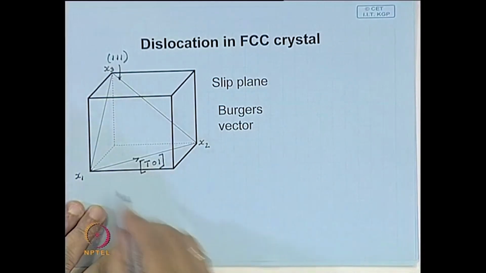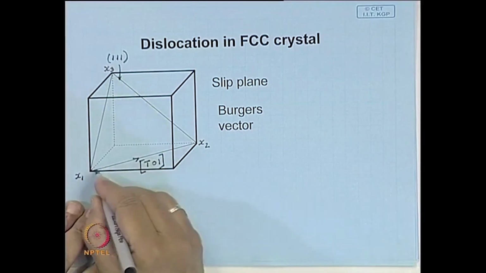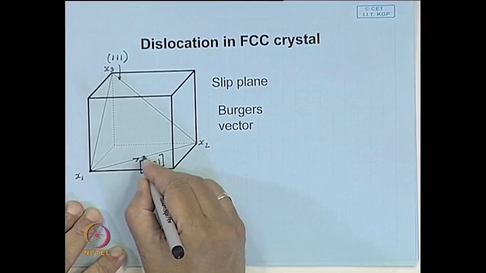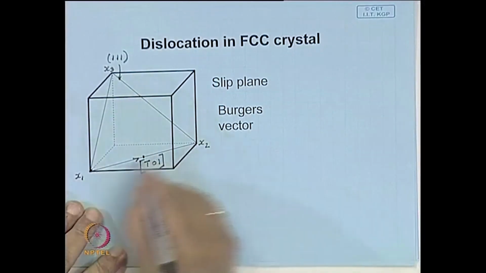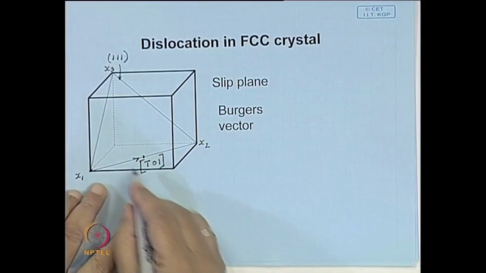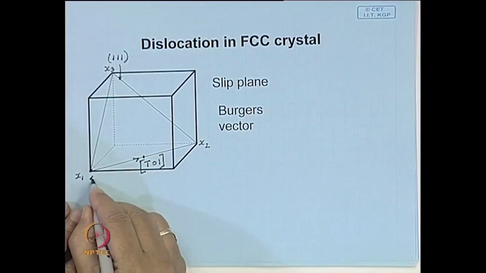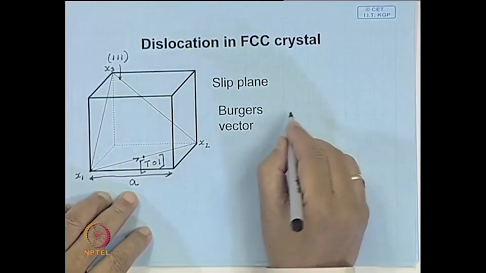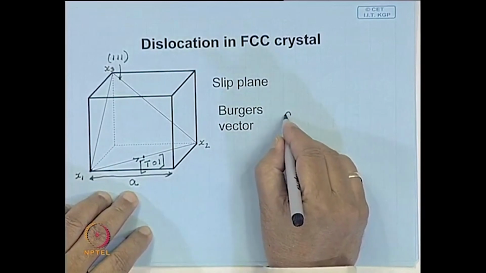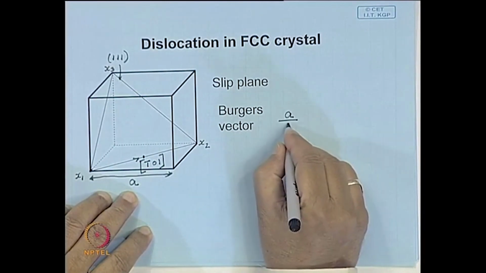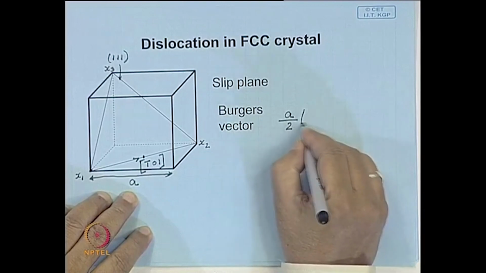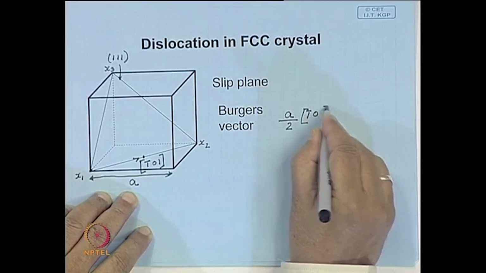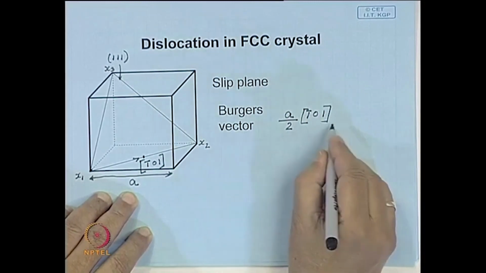And what is the Burgers vector? The Burgers vector is one atomic distance along this. So, this distance is from here to here, half of this. Therefore, if the lattice parameter is A, we can write this Burgers vector as A over 2, 1 bar 0 1. So, this is a vector representation.